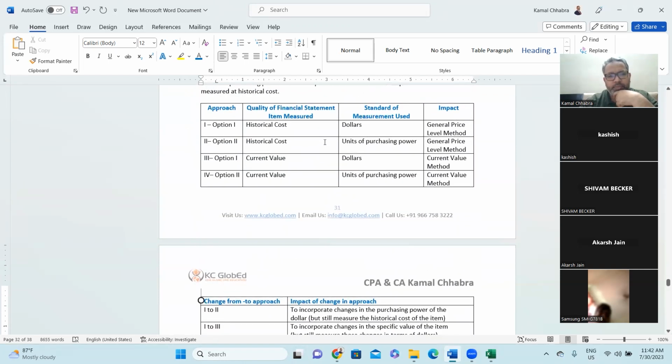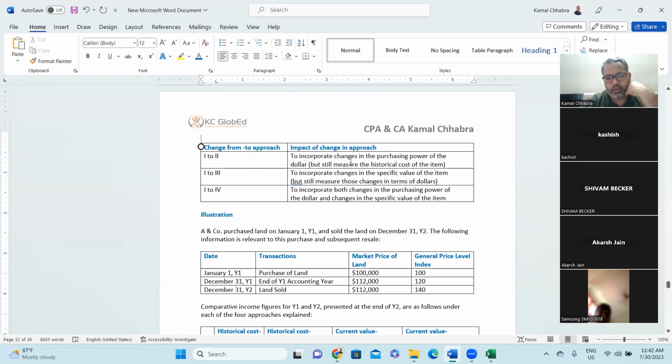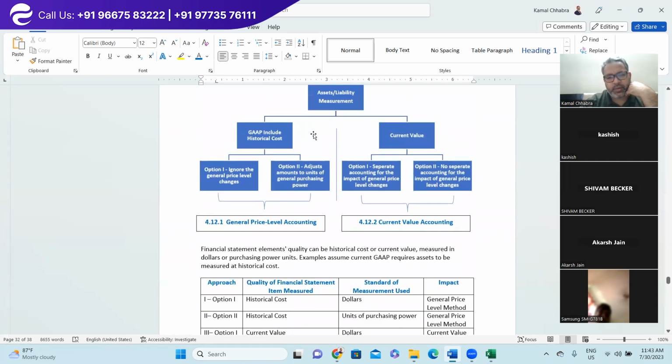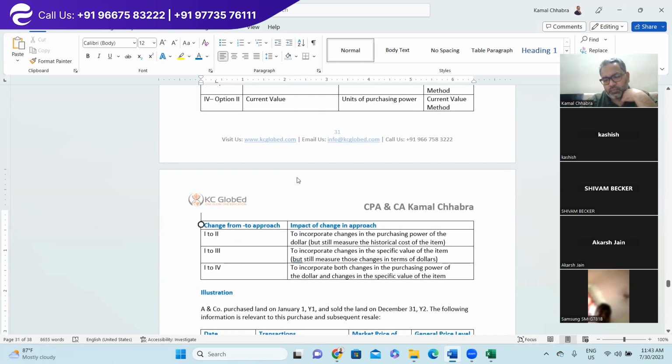So if it's moving from 1 to 2, historical cost, dollar value to historical cost, unit of purchasing power, then the impact will be to incorporate the change in purchasing power of the dollar, but still measure at historical cost, which we have discussed. It will give the impact in the income statement for the change from historical cost to the purchasing power.